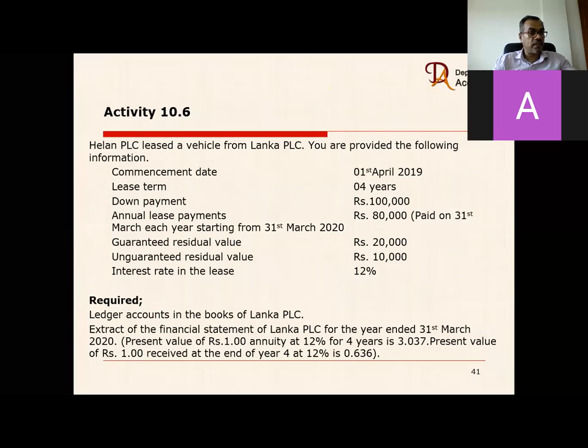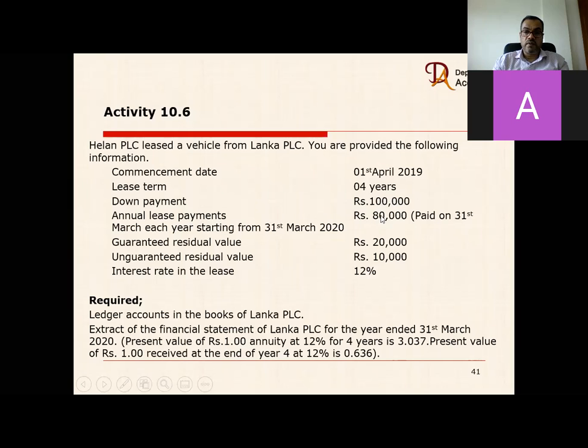Activity 10.6. Helen PLC leased a vehicle from Lanka PLC. You are provided the following information. What are they? Commencement date is there. Lease term 4 years. Down payment. This is going to be part of your lease payment. Annual lease payment 80.